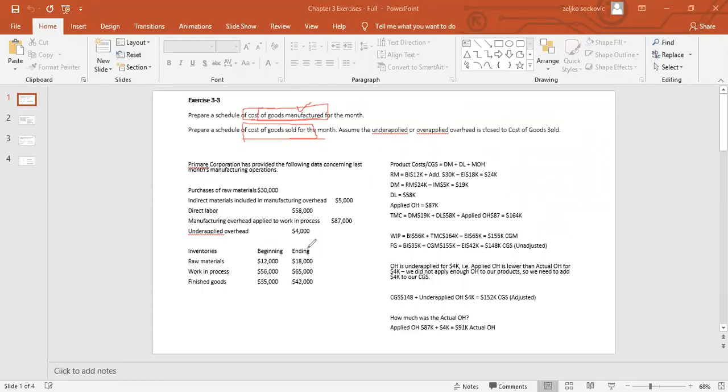Let's look at the information. Purchases of raw materials, indirect materials. So you have to be careful right away. Indirect materials, direct labor, manufacturing overhead applied, and under-applied overhead. We are told that we have under-applied overhead of $4,000.